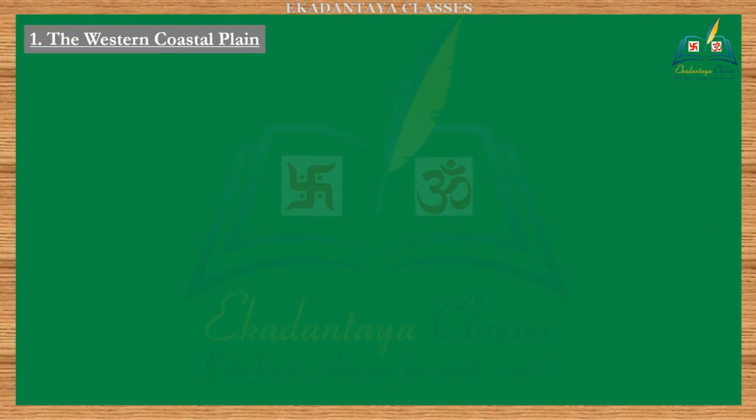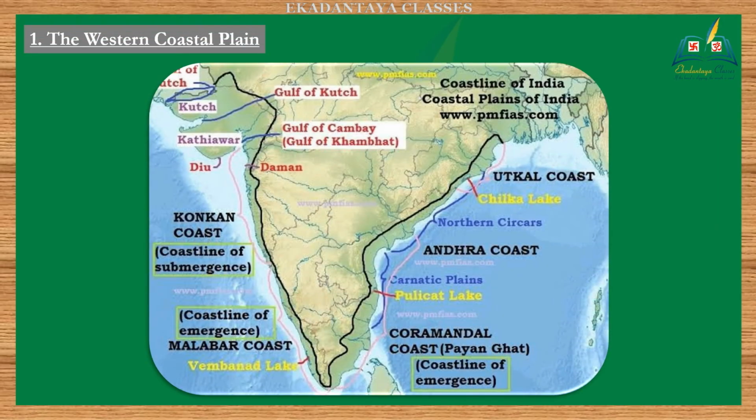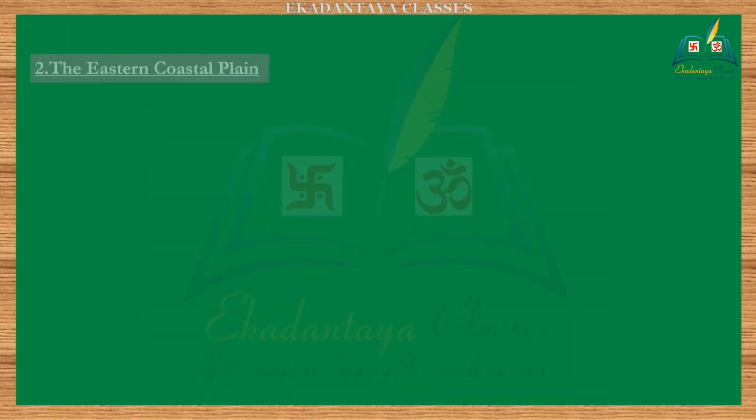The western coastal plain. It lies between the Western Ghats and the Arabian Sea. It extends from the Rann of Kutch to Kanyakumari. It is narrow, steep and rocky. It can be divided into three parts. A. The Konkan coast, which lies to the south of the Gujarat plain, extends from Daman to Goa. B. The Karnataka coast, which extends from Goa to Mangaluru. And C. The Malabar coast, which extends from Mangaluru to Kanyakumari.